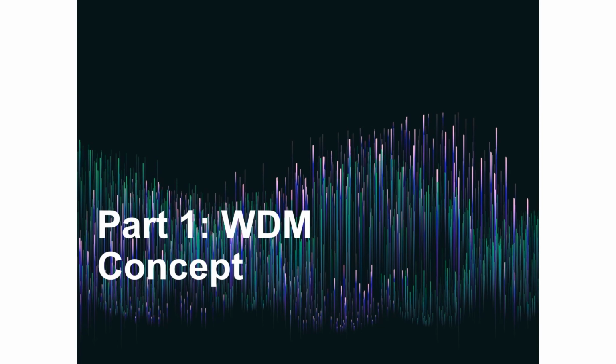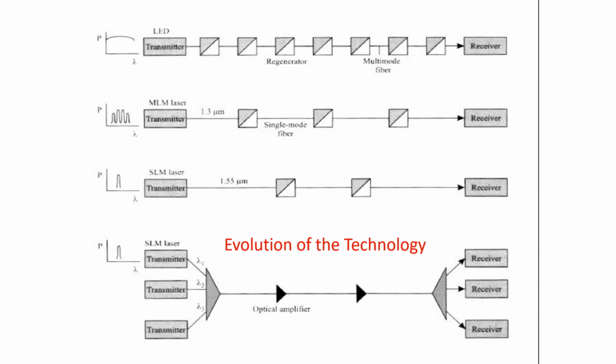Pinnacle, Bhagyashri Thorat. First part is what is the WDM concept. Before starting the WDM concept, we have to understand how technology evolved. In the first window, when fiber optic communication started, the source is an LED, then regenerator, multimode fiber, and receiver. But in the first generation, the number of regenerators required is more and proportionally the cost is also high. That's why fiber optics was not preferable for the communication sector.